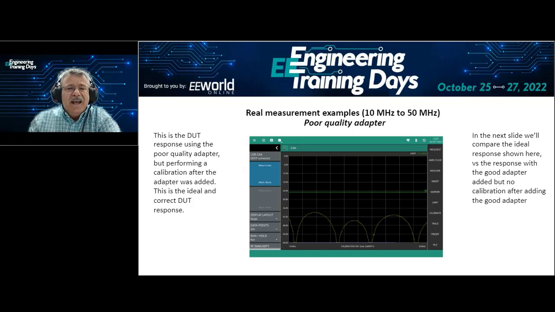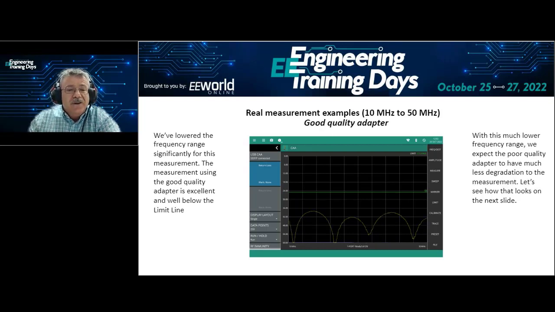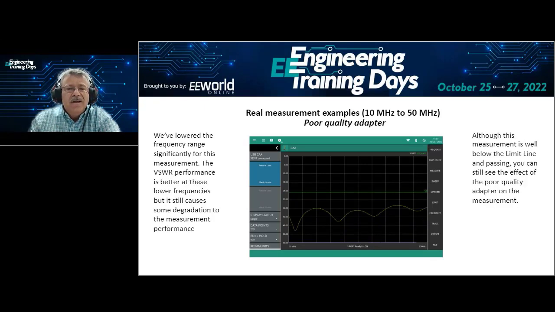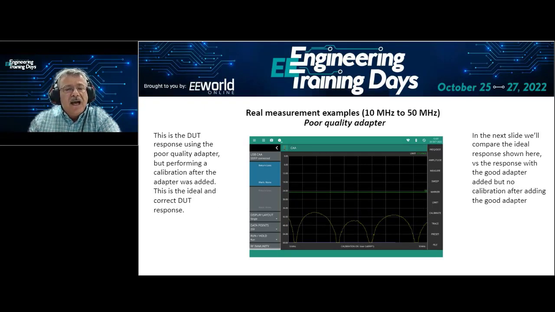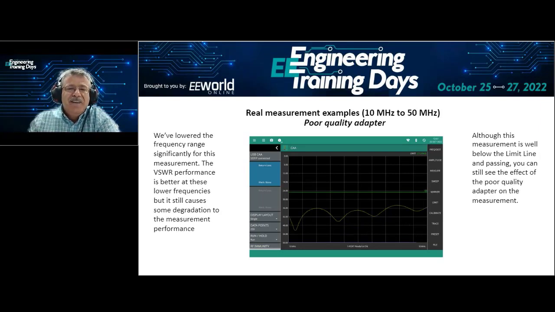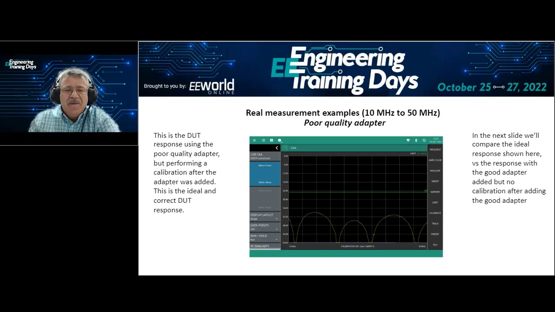And again, this is 10 to 50 with the poor adapter, but I've calibrated. So this looks a lot more like this one, which is the good adapter, but not calibrated. This is the poor adapter, but I did a cal. Just notice that the slope went away after the cal. So again, that's the magic of the vector error correction, which is part of the calibration process.